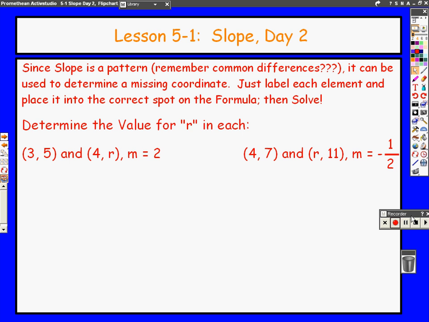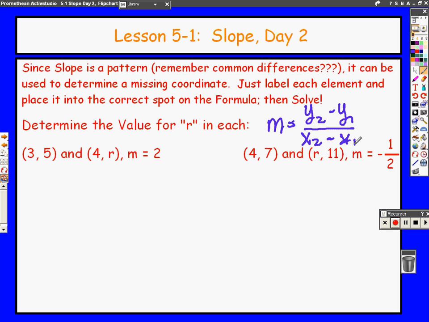So let's real quickly remember that the slope formula is m equals y2 minus y1 over x2 minus x1. Okay? And we're going to solve these two examples just to remember how to do this. In the first example, they've given me 2 points and the slope. The 2 points are (3, 5) and (4, r), and what that r means is that the y coordinate on the second point is unknown.